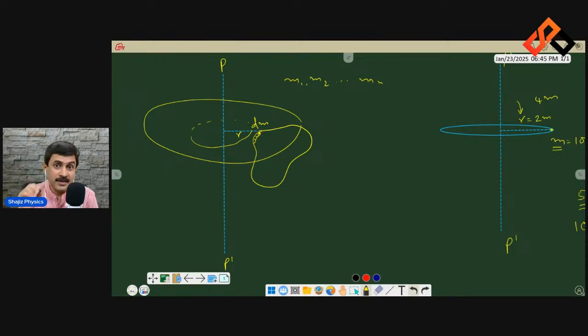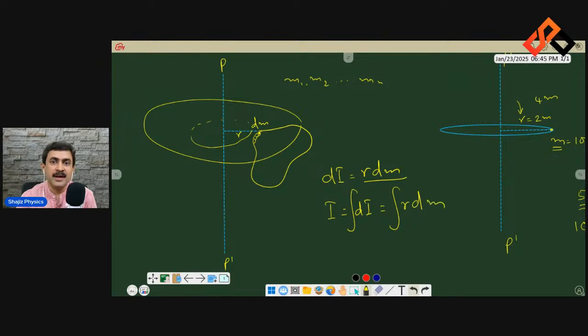So what about the small moment of inertia of that particular particle? That is dI. It is given by R dM. Now, how can we obtain the total moment of inertia of the entire object? By integrating dI, where dI is equal to R dM. So integrating R dM, we will be getting the total moment of inertia of the entire object.